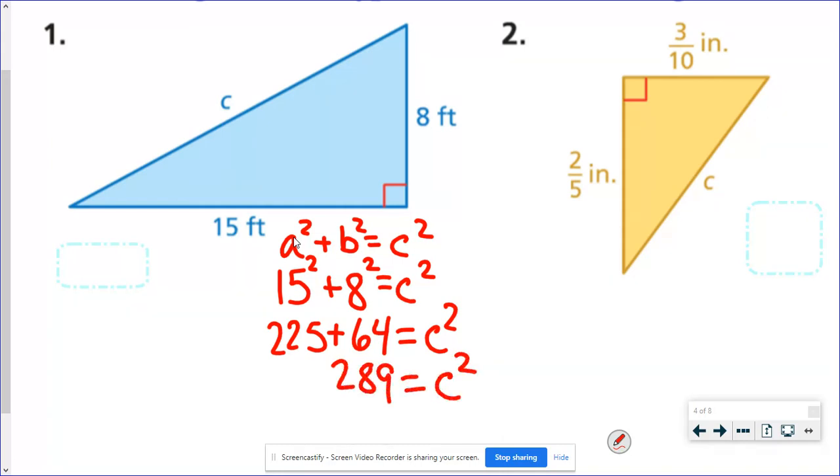So 289 is equal to c squared. Now 289 happens to be a perfect square. If I take the square root of both sides, and again, remember, I'm not going to worry about the plus or minus when we're working with lengths, the square root of 289 is 17.